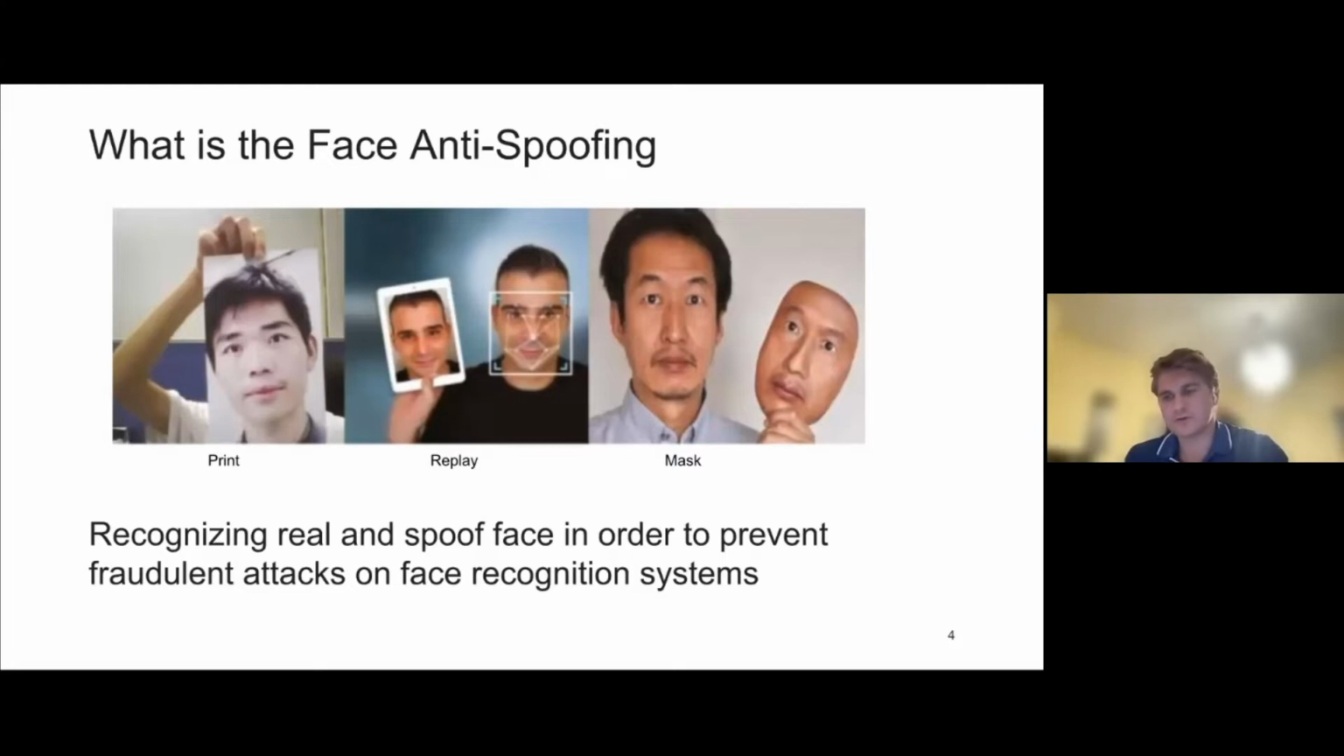So what exactly is face antispoofing? Generally it's an algorithm that can recognize real and spoof faces in order to prevent fraudulent activity, for example, on face recognition systems. There could be many types of visual spoofing, but in this talk, we'll consider the most popular and easy to make ones. That is the printed attack: one user trying to spoof by showing a printed photo of oneself.